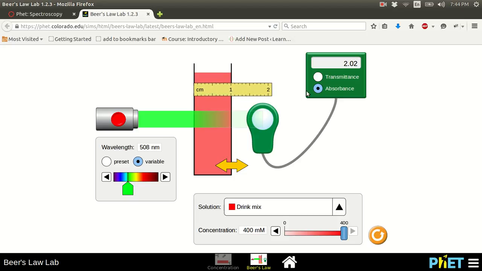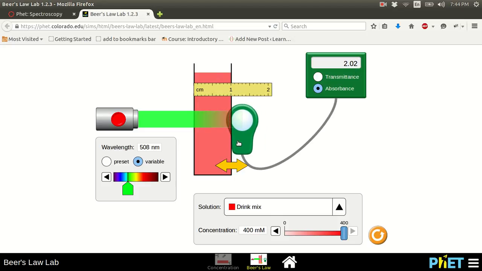Here, let me show you something kind of cool. So right now the transmittance, the absorbance is about 2, right? Path length is 1 centimeter. You go closer, still 2. Software doesn't care until you get into the liquid. Now it's not 2, but watch.